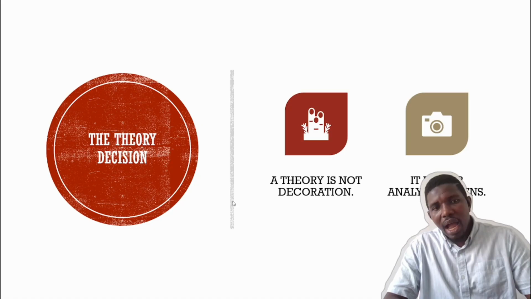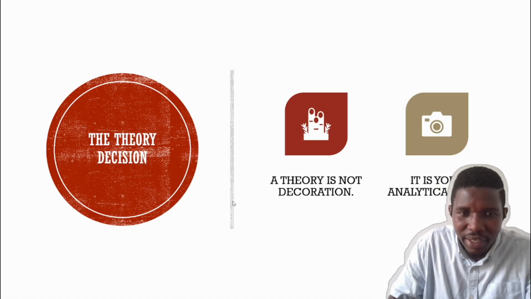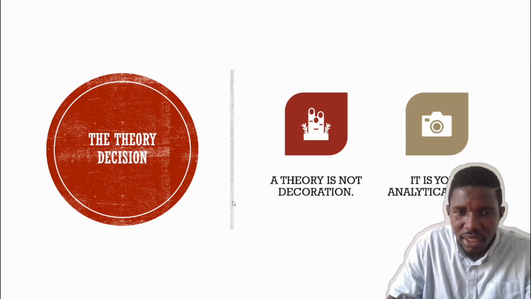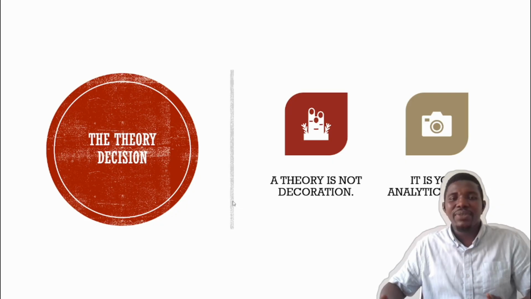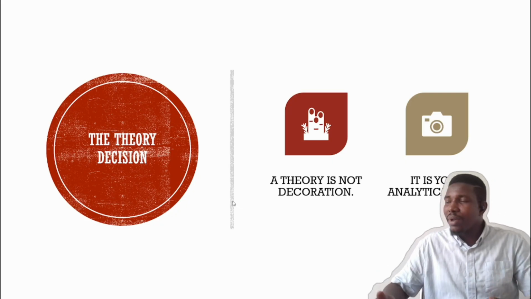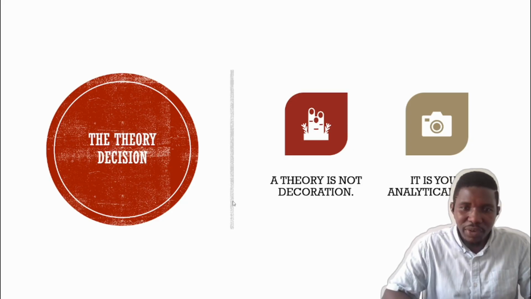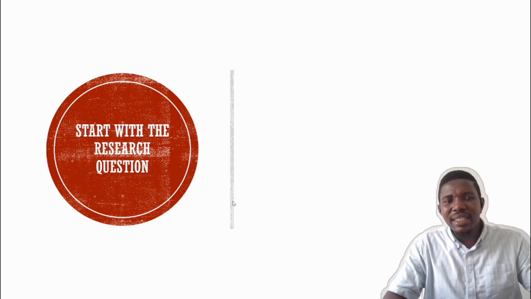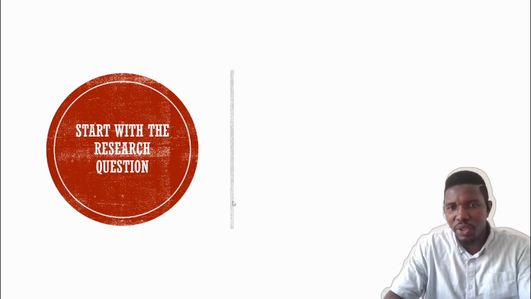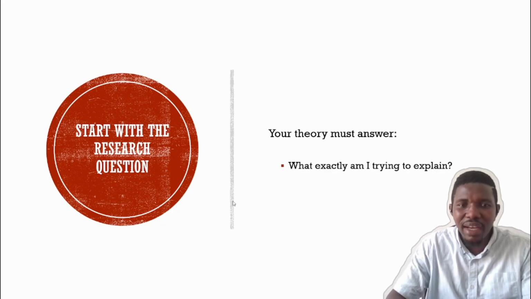So, how do we make decisions? Know this. A theory is not decoration. It is your analytical lens. It is through the theory that you see your data. So you have to explain it based on the perspective, based on the angle and your understanding of your data. You have to be quite strategic with that. So the next thing I want to say is, when you start with a research question, your theory must make as much effort to answer your research question to some extent.